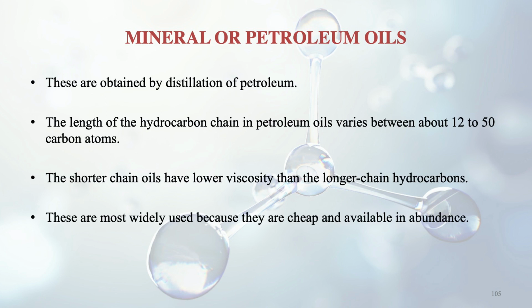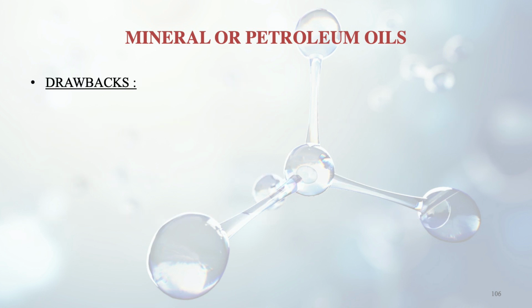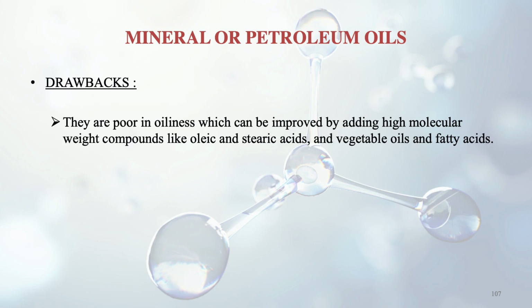Like in case of animal and vegetable oils, they were said to be costly. But these also have drawbacks, like they are poor in oiliness. They are not as good as the vegetable or the animal oil. But this oiliness, it is said, can be improved by adding high molecular weight compounds like oleic and stearic acid, as well as the vegetable oil and fatty acid that we discussed earlier. Then we have the blended oils. There are certain good properties, certain drawbacks also, so we can go for this blended type.